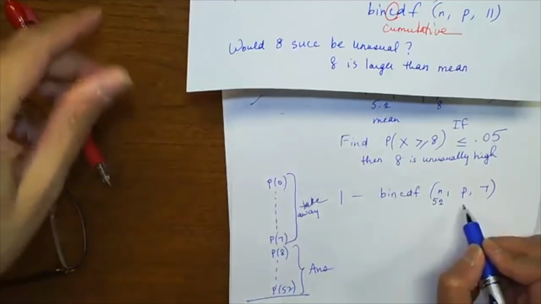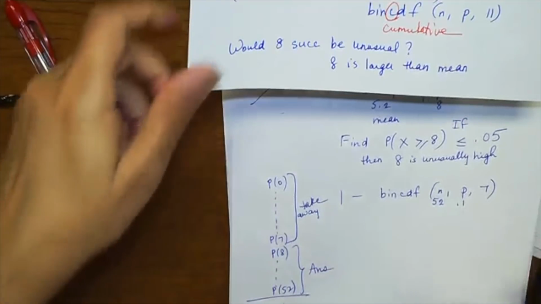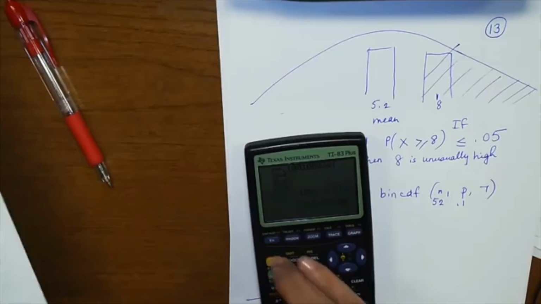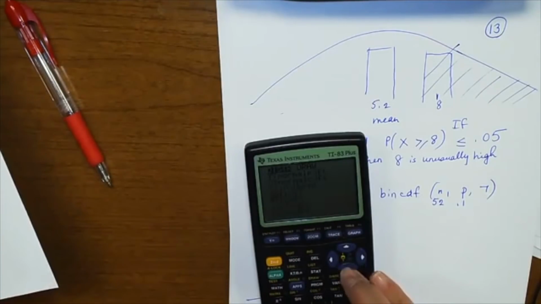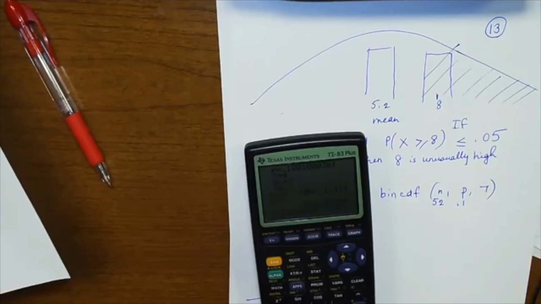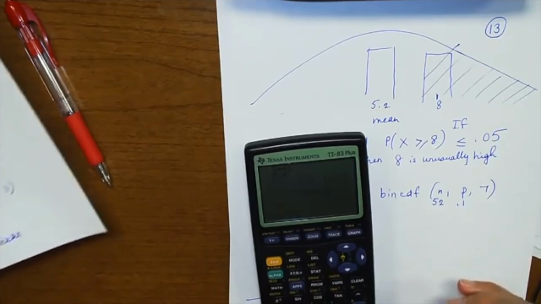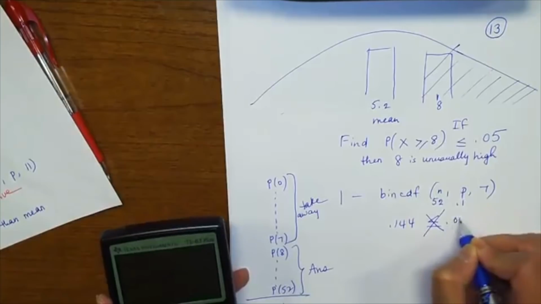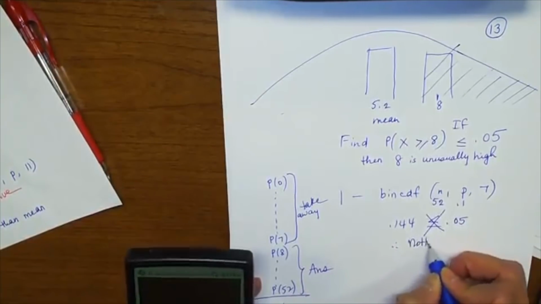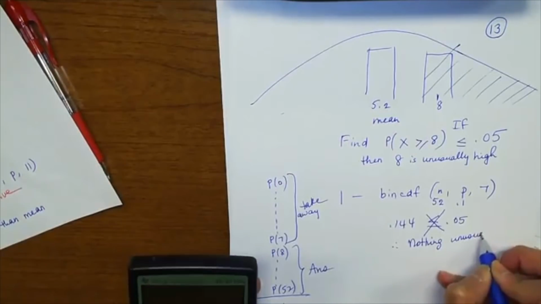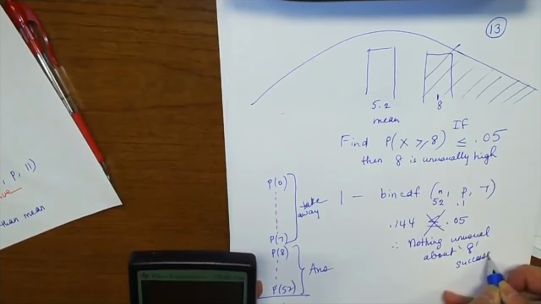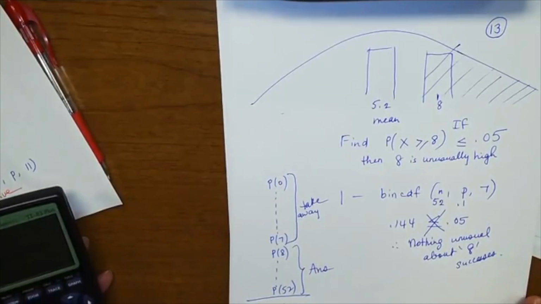So 52 and P was 0.1. So 1 minus binomial CDF. Okay. 52 comma 0.1 comma 7. 0.144 is not less than 5%. Therefore, nothing unusual about 8 successes. Get it?